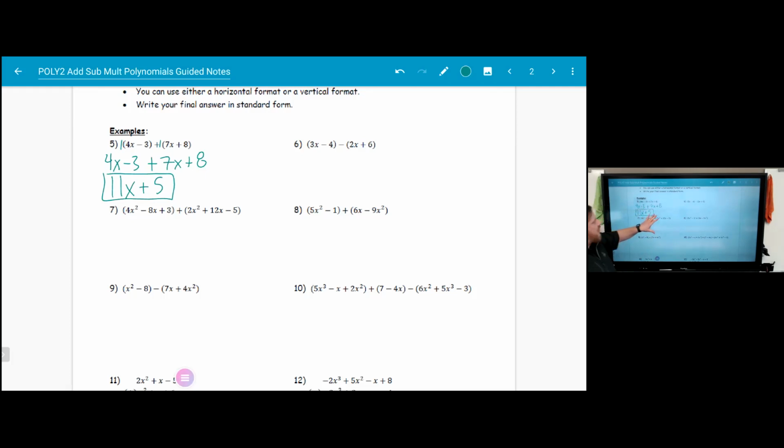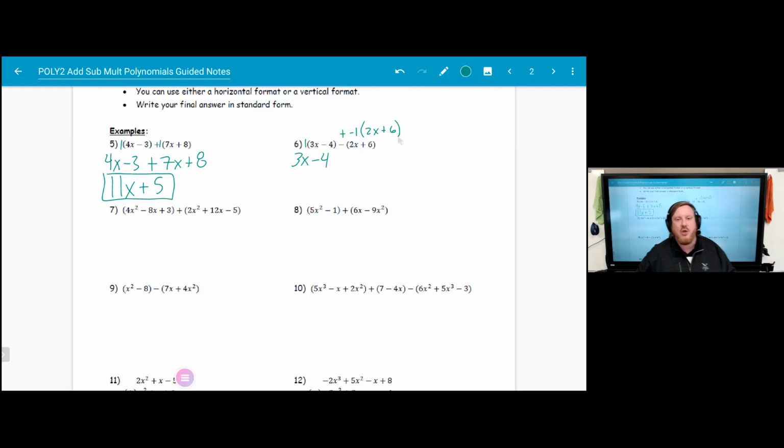Let's go ahead also and think about how number 6 would be approached. This first one, still being multiplied by a +1, this first binomial, 1 times 3x is 3x. 1 times -4 is -4. That's our first binomial distributed through. But we have subtraction in this next one. This is like a -1. You could actually rewrite this as plus -1 times 2x plus 6.